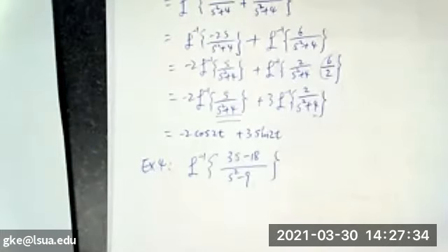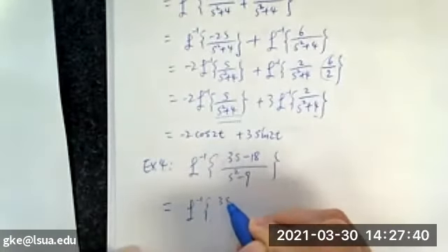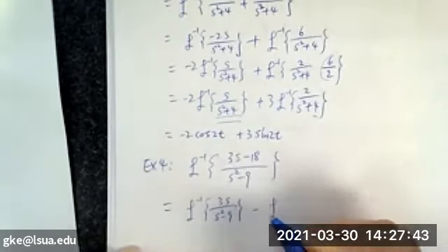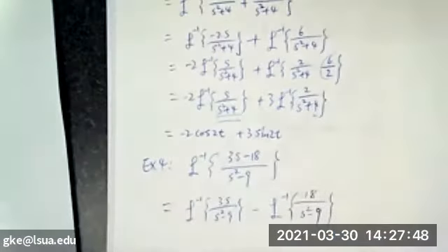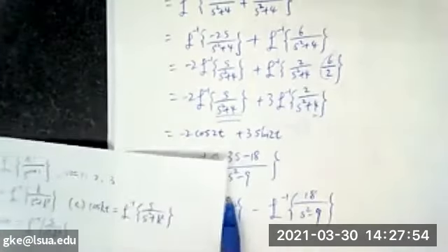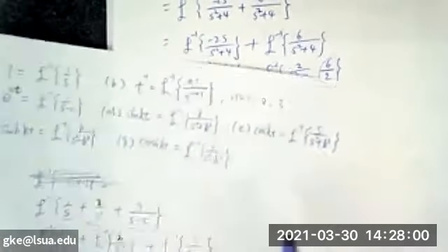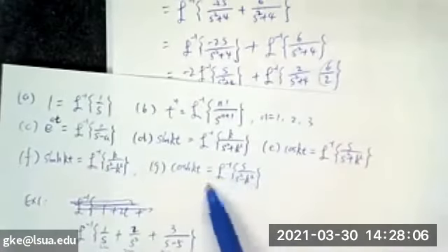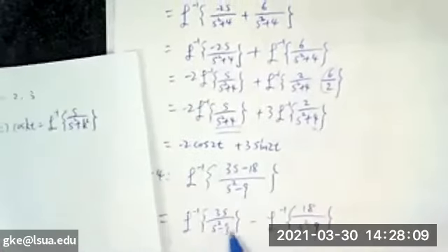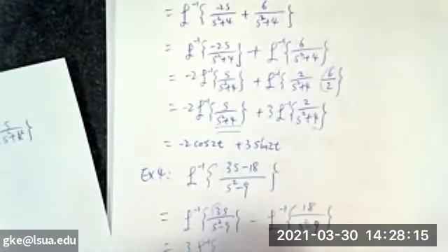Okay, let me write down the answer on the board. For this one, we have two terms. For the first term, we can see s squared minus 9, and in the numerator we have s. So k equals 3. For this coefficient, we can always put it outside.